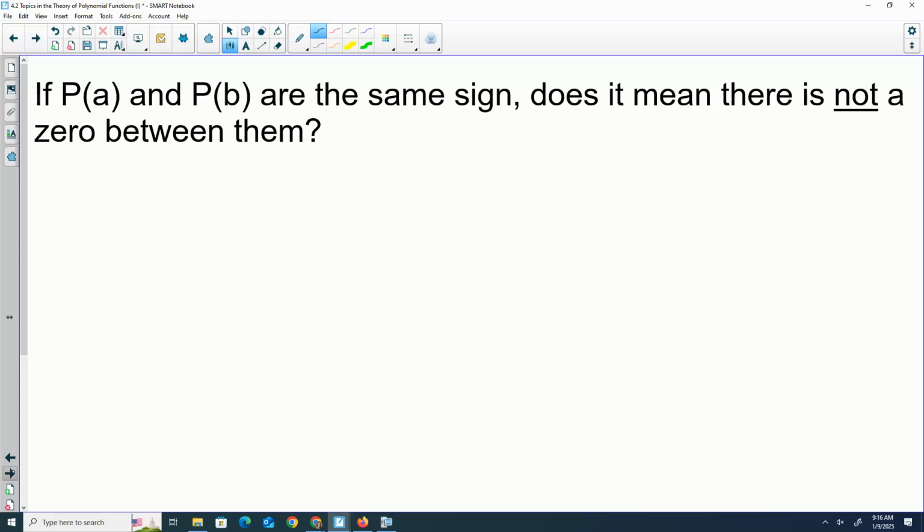Here's just a question for you. If you have 2 points that are the same sign, does it mean there's not a 0 between them? For instance, if I put in 2 and I got 1, and I put in 4 and I got 2, does that mean it can't cross the axis between them? No, it could cross multiple times. So if it's the same sign, the intermediate value theorem doesn't tell us anything. If it's different signs, that's when we know for sure that there's a 0. All right, are there questions about this?